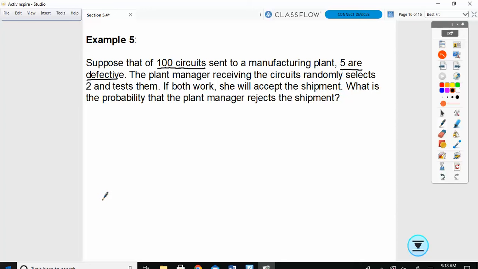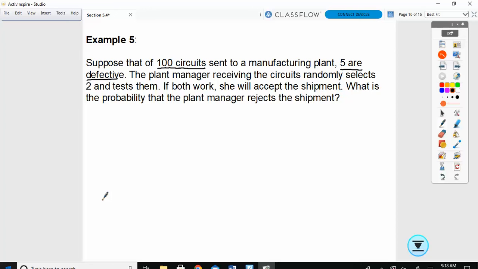Okay, so the only way she accepts it is if they both work. What would make her reject it? If one of them doesn't work. If the first one doesn't work and the next one does, or the first one works but the second one doesn't, or if they both don't work, right? So can we agree these are complements?